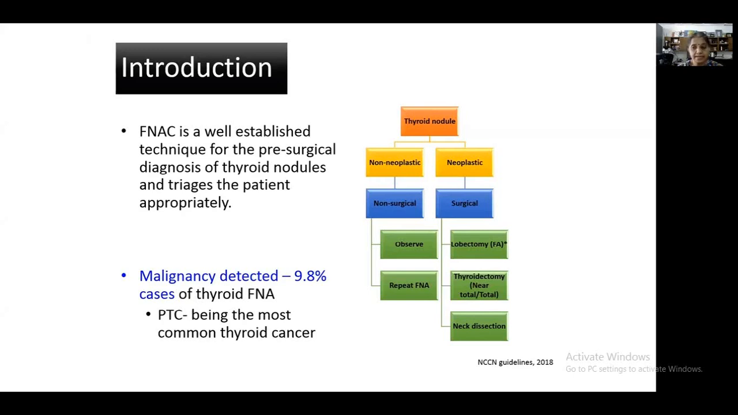FNA turn malignant out of the total volume of thyroid FNACs, with PTC being the most common thyroid cancer. And this is the kind of algorithm for management: when we are looking at a thyroid FNA, it could be either non-neoplastic or neoplastic. For non-neoplastic, generally it's non-surgical conservative management, observation, and sometimes a repeat FNA. But for the neoplastic nodules, mostly it is surgery in the form of lobectomy or a near total to total thyroidectomy with or without neck dissection.